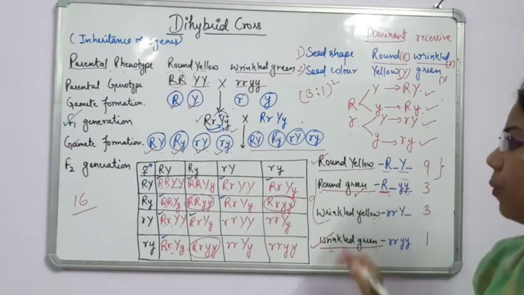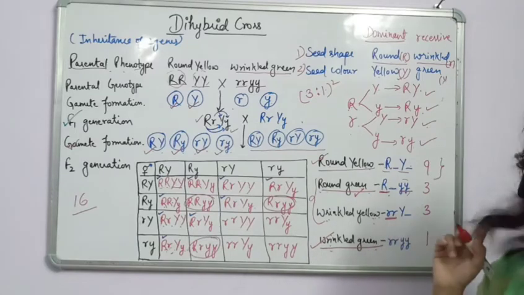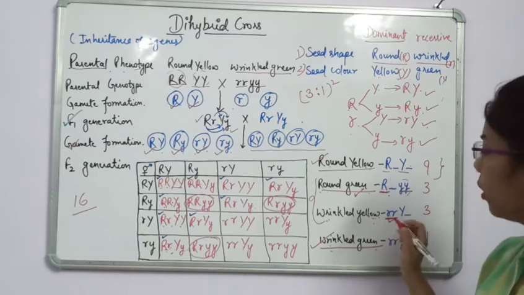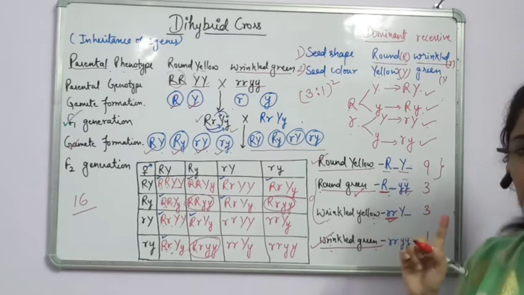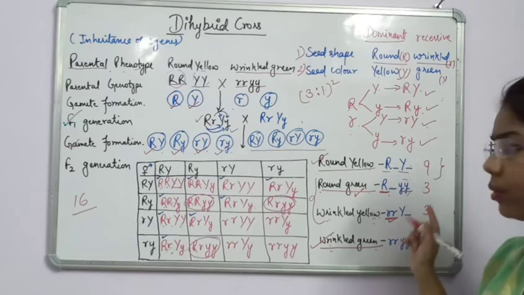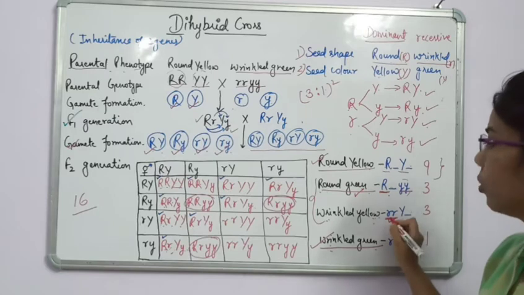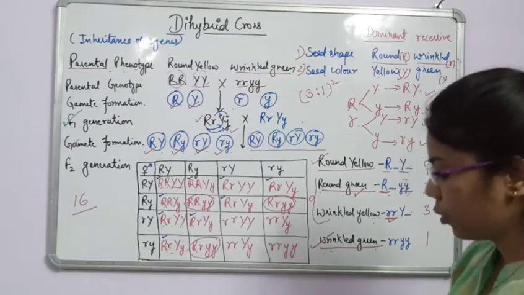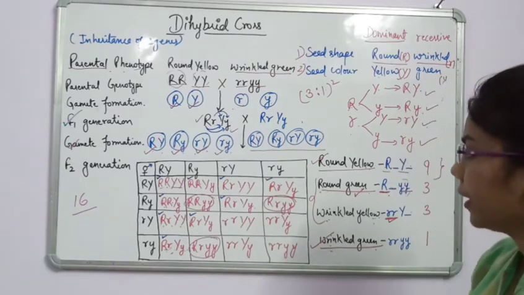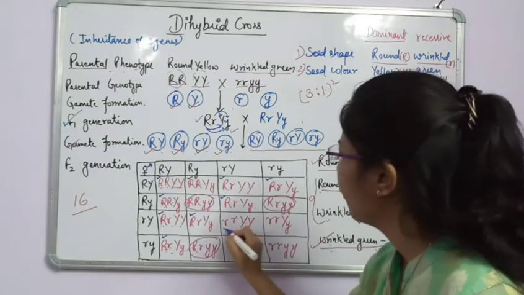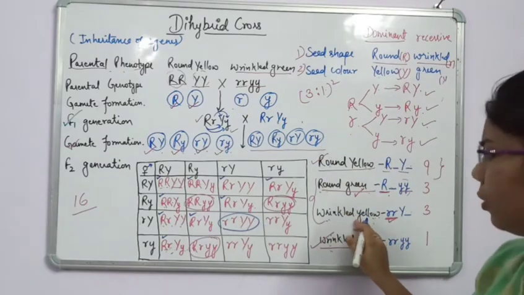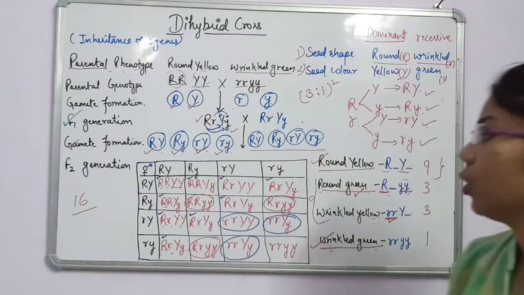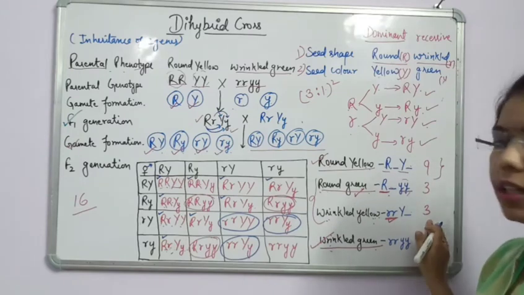Now come to the wrinkled yellow. For wrinkled yellow, the recessive character should be of the small case. It means that both R should be of small case, and this Y can be combined with capital Y as well as with small y. So if you compare this character here, I am showing it with a different color. So this one can be what? Wrinkled yellow, and here also wrinkled yellow. So how many wrinkled yellow are there? 3 wrinkled yellow are there.